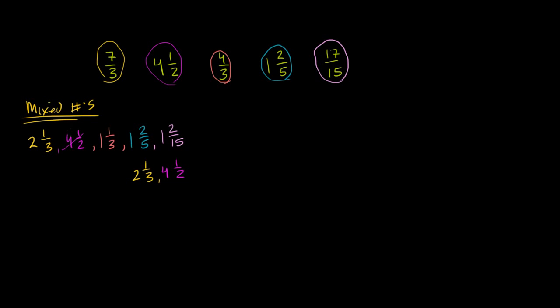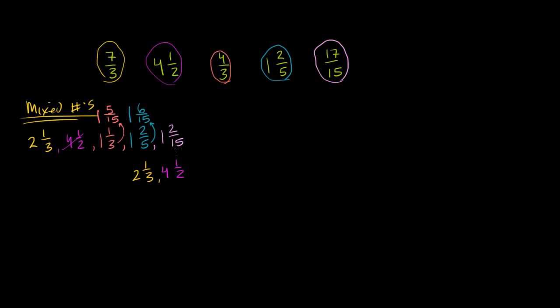So we can rewrite it. This is going to be 1 and something over 15. To go from 3 to 15, you have to multiply the denominator by 5, so let's also multiply the numerator by 5. So this is 1 and 5/15. Let's do this one. This is 1 and something over 15. We multiplied the denominator by 3, so we also have to multiply the numerator by 3. 2 times 3 is 6. And finally, this one already has 15 as the denominator. This is 1 and 2/15.